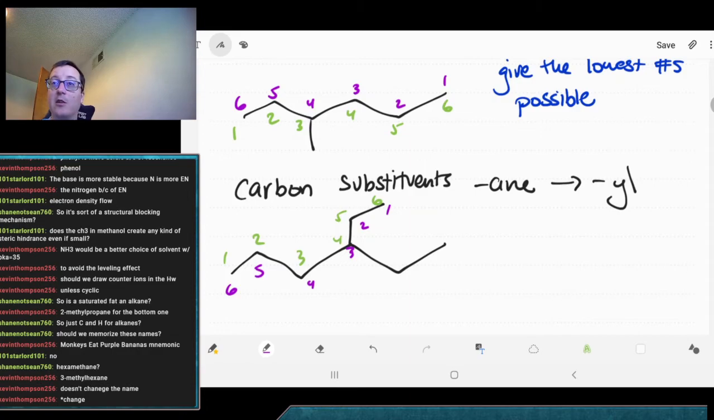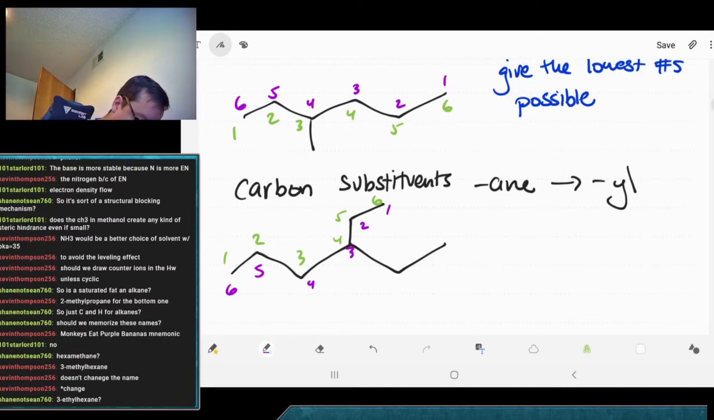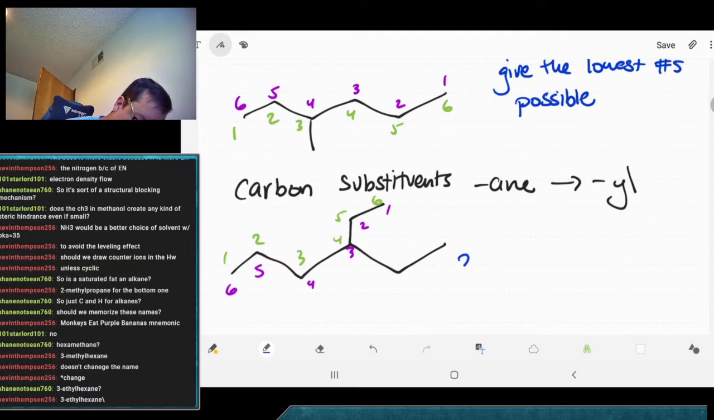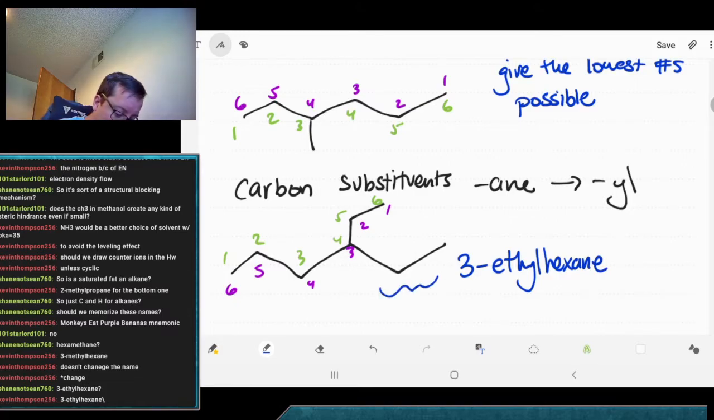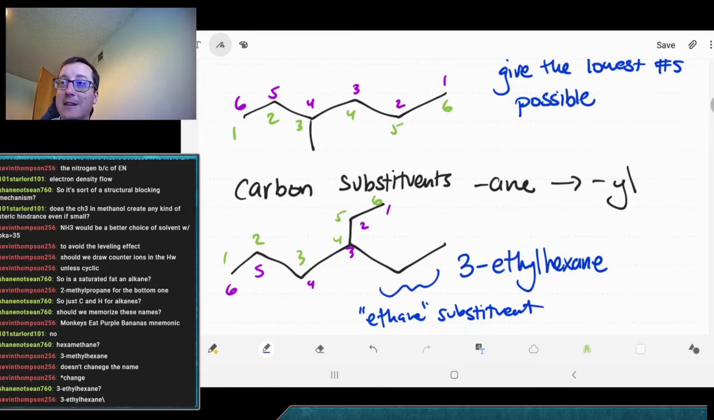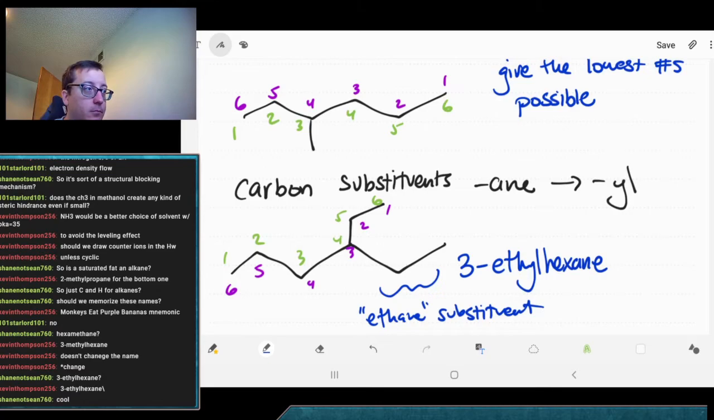And so again here we're looking at carbon 3, and indeed that's exactly right. This one will be 3-ethylhexane. It's ethyl because this is 2 carbons, right? This is an ethane. As a substituent, we are going to call it ethyl. So hexane with ethyl: 3-ethylhexane. Systematic.